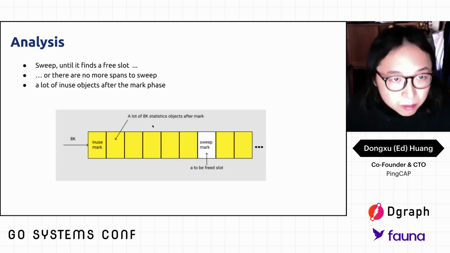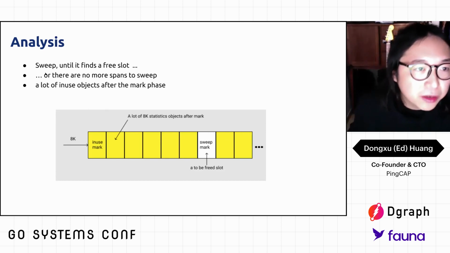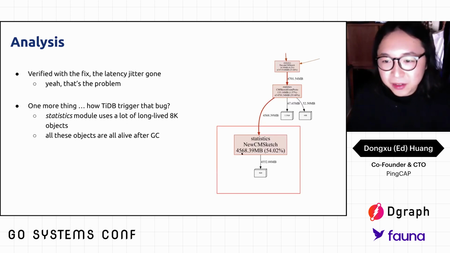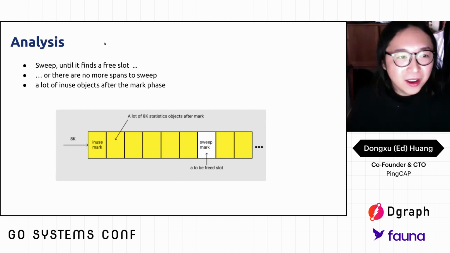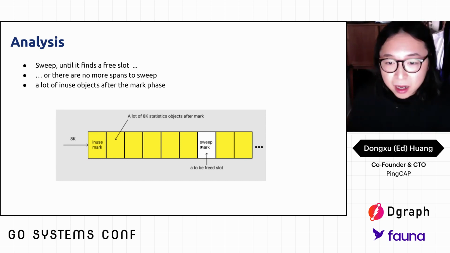So in the old version of Go's runtime, in this situation, the GC sweep would look up the linked list of the memory objects until it found a free slot to free, and then it stopped. But in our situation, there are a lot of small objects here, so the old version of Go's runtime would scan all the time until it found one. So yeah, that caused the latency.